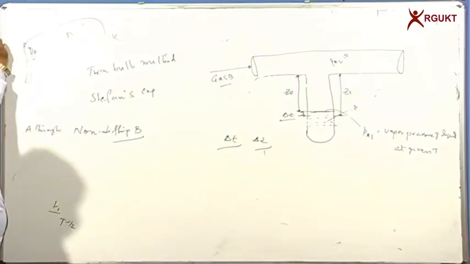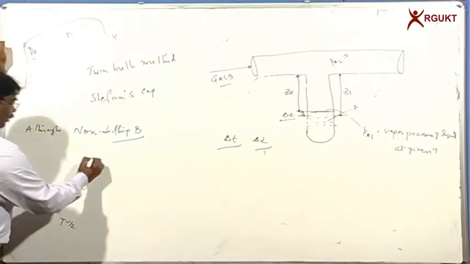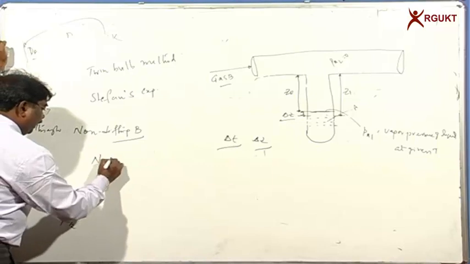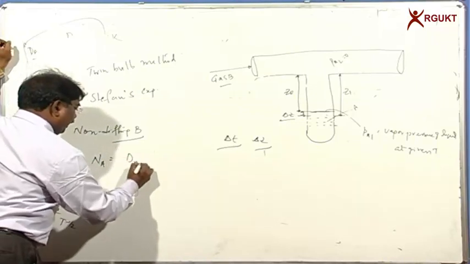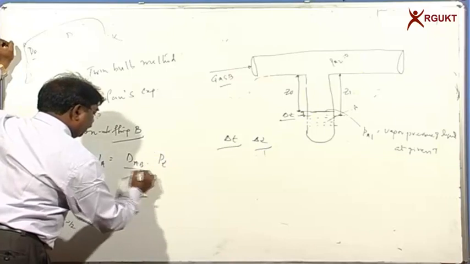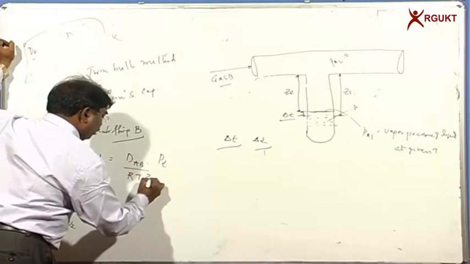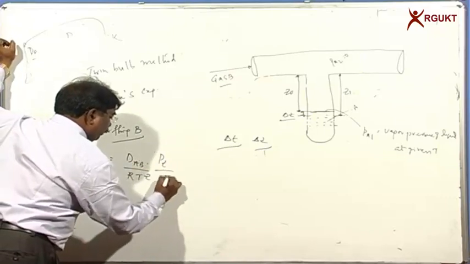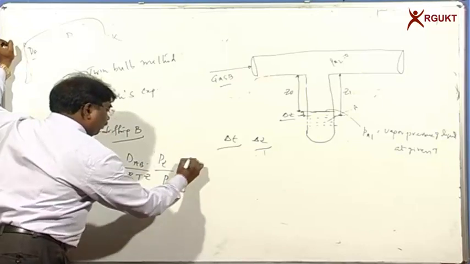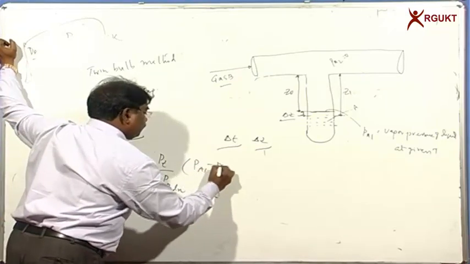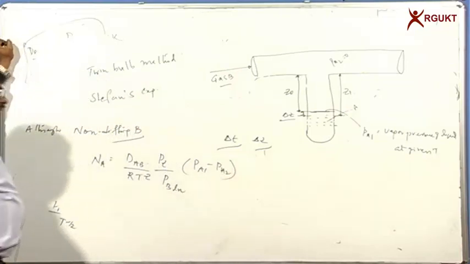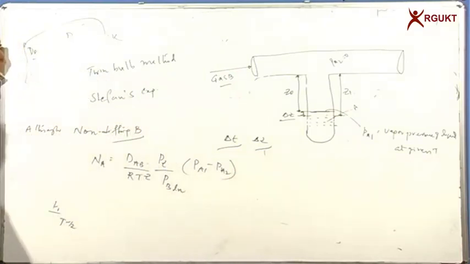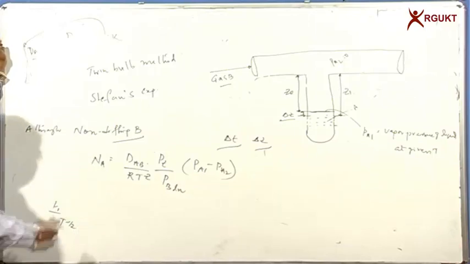So in this case of A through non-diffusing B, you already know the equation: Na is equal to DAB into Pt divided by RT into Z, into Pb ln, into Pa1 minus Pa2. This is the expression that we derived earlier, in the previous class, when A through non-diffusing B is taking place. In this expression, we know everything.